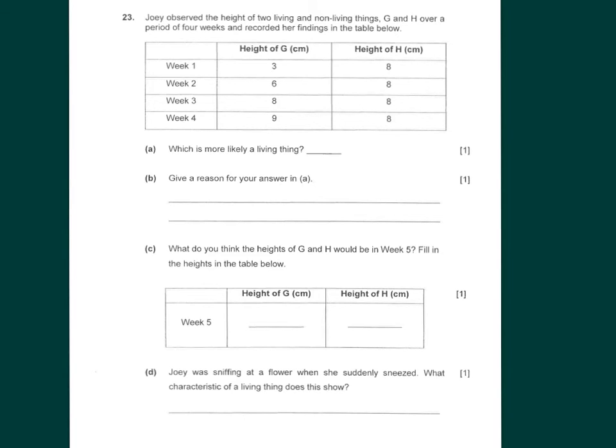Question 23. Joey observed the height of 2 living and non-living things, G and H, over a period of 4 weeks and recorded her findings in the table below. You have G and H, but you don't know which is the living thing and which is the non-living thing. The characteristic being recorded here is the height.